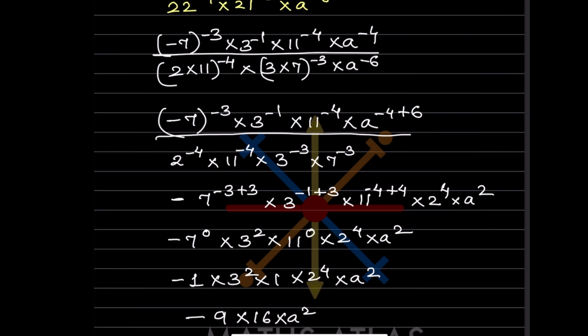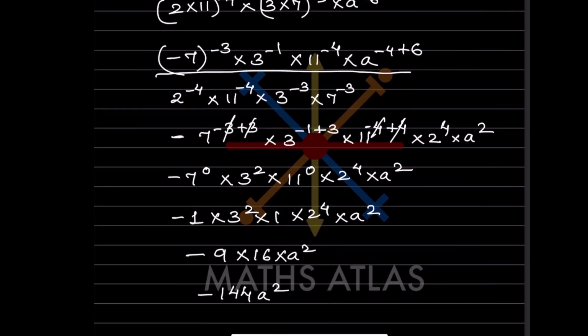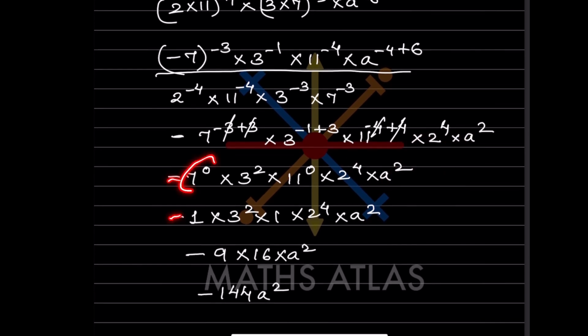So what we can do here, minus as it is, this and this we can cancel out. This and this we can cancel out. So that is going to be 0. This will be plus 3 minus 1, that will be 2. This will be 0, 11 raised to 0. Same. So here minus n as it is, raised to 0 means 1.